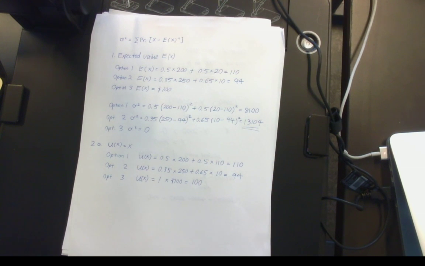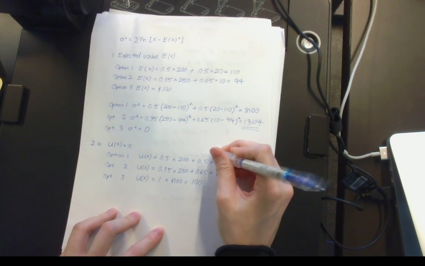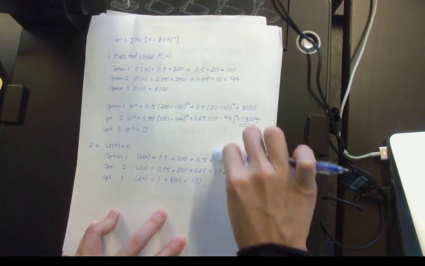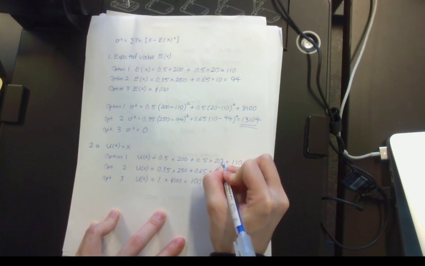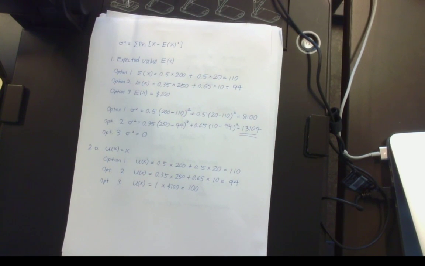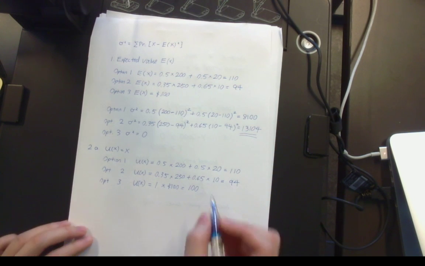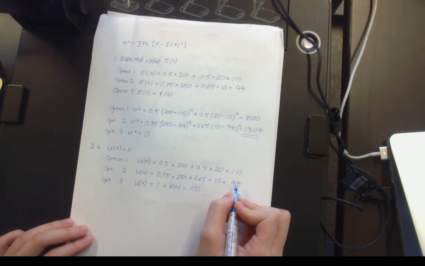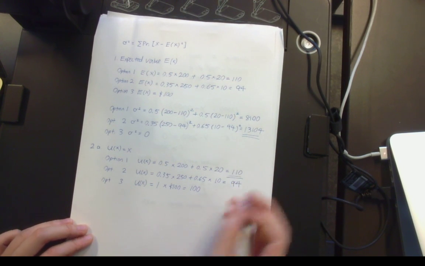For option 1, isn't that 0.5 times 20 instead of 0.5 times 110? Oh yeah, sorry. Thanks for pointing this out. Luckily, I can erase this. It's $20. Okay, the next question. So I'm not done with this one. If Calvin is risk neutral, Calvin would go for option 1 because it gives the highest expected utility out of all the 3 options.